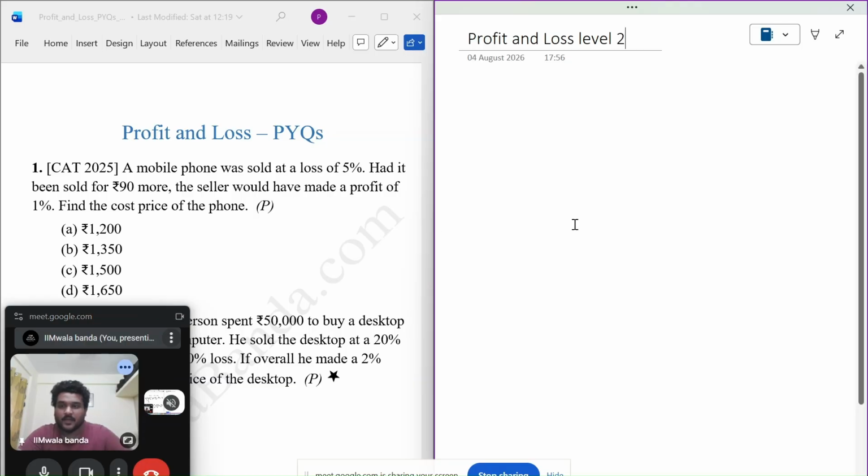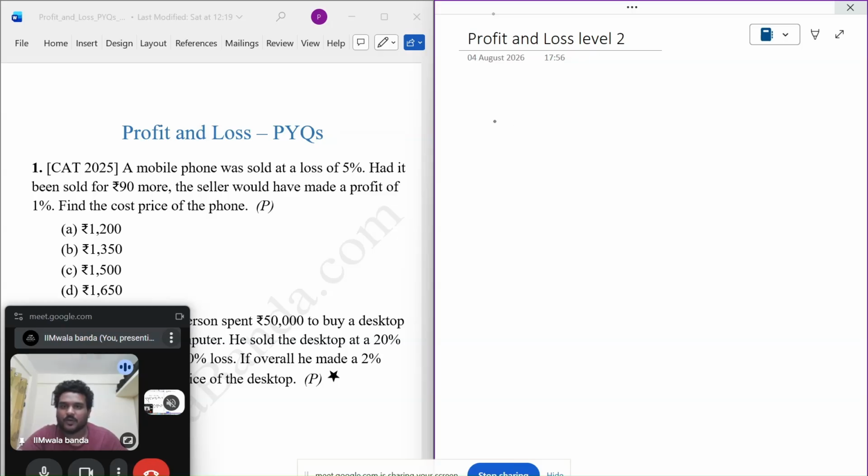Hi guys. So now that we have done the foundation of profit and loss, let's go for level two, which is previous year questions, which are actually very important and will give us the idea about what is the level of understanding we need to have. If you've not gone through the foundation, I urge you to go through that first. But I'm assuming that you already know the basics or you've gone through that assignment.